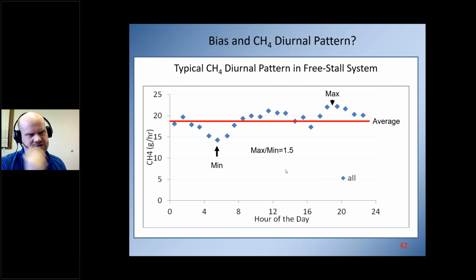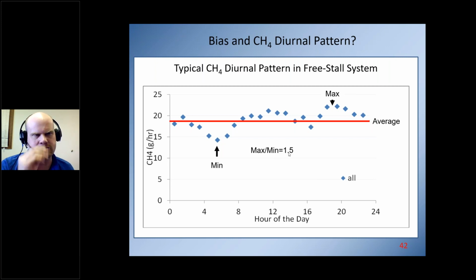So people say, well, did their visitation somehow bias the result? And what mathematically is the effect of that? And we can look at that and say some what-ifs. So this is a typical diurnal pattern from a freestyle system where the maximum emission divided by the minimum emission for the day is about 1.55. In many cases, the diurnal pattern is less, but this would actually be pretty representative of a case with maybe a little more variation in the diurnal pattern.